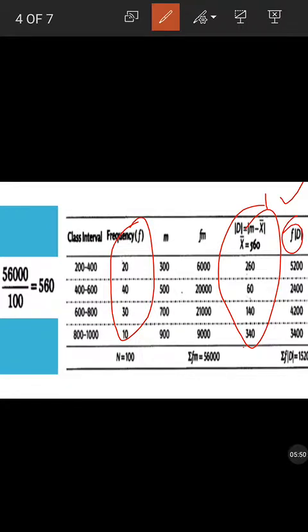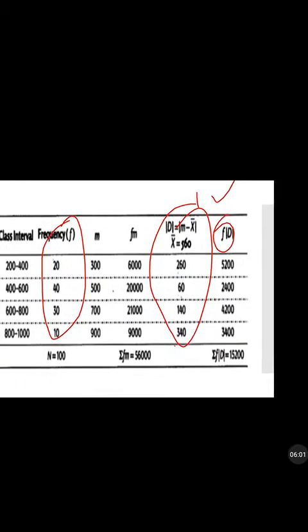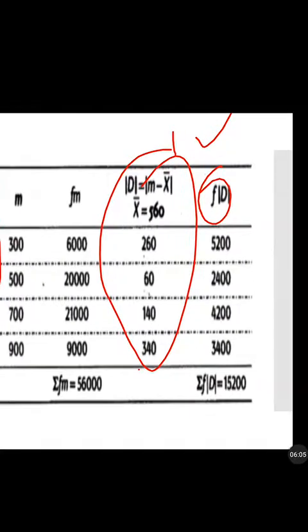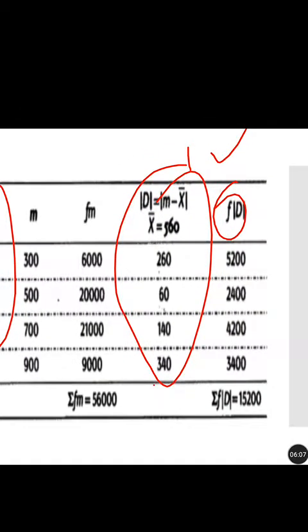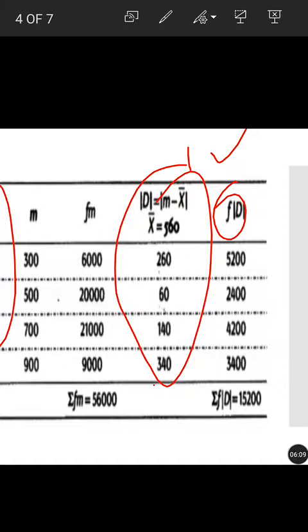So 20, first value is what? 20 into 260, that is 5200. So similarly, we have to calculate all the f into d bar values. Okay, so the final answer is summation f into d bar is equal to 15,200. So this is the final answer for f into d bar.